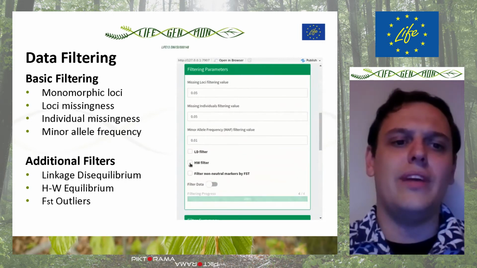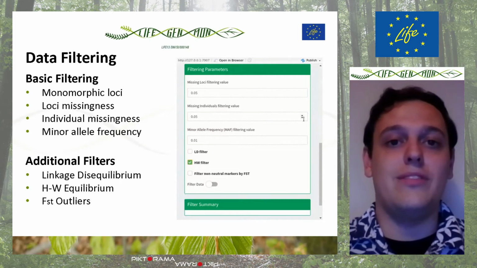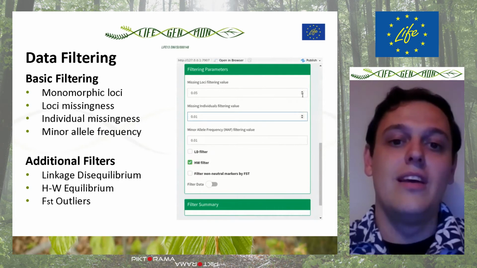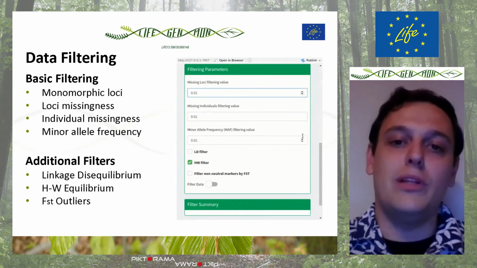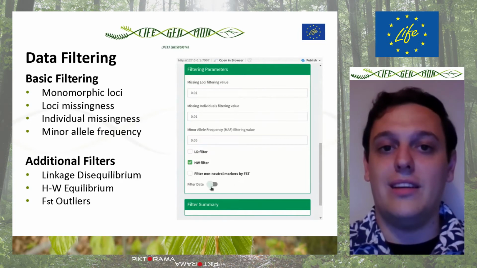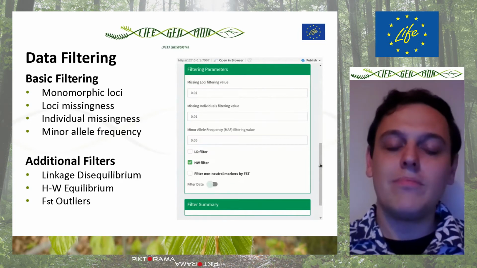Finally, within basic filtering, you can filter by minor allele frequency. This is the frequency of the second most abundant allele at a locus, and it's generally agreed that values below 1% or 5% are uninformative loci for segregating individuals and populations.